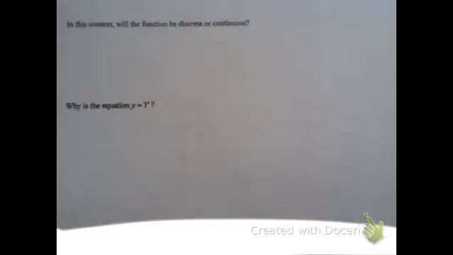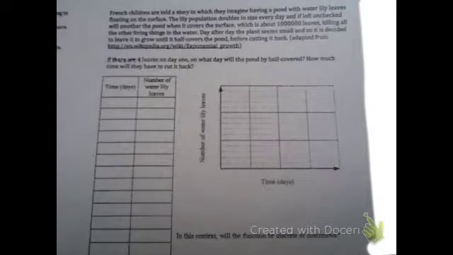In the context of a function being discrete or continuous, this one is discrete because half a person can't hear the rumor or anything like that. This equation is 3 to the x power because that's what you're multiplying by each time. That 3 there, that's a factor. You're multiplying each time, each day. And there you go. Last question.